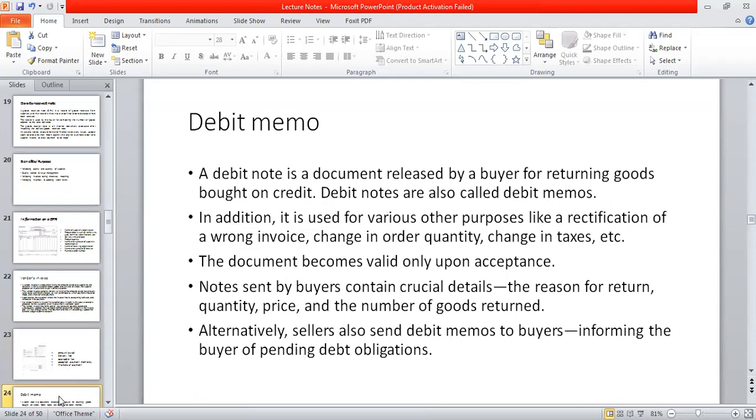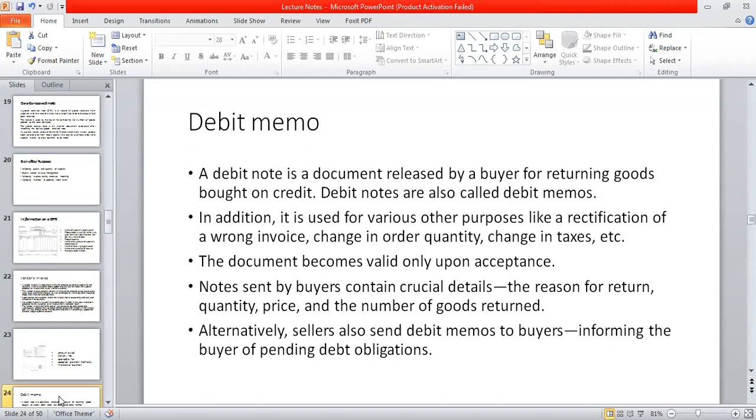Another manual document that is used in this process or cycle is the debit memo or a debit note. This is a document released by the buyer for returning goods bought on credit, and debit notes are also called debit memos. In addition, it is used for various other purposes like rectification of a wrong invoice, change in order quantity, change in taxes, etc. So basically, it is used to correct an invoice.